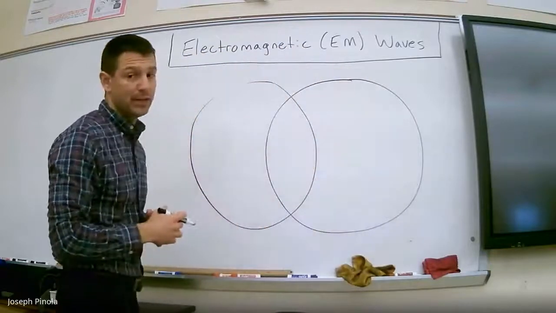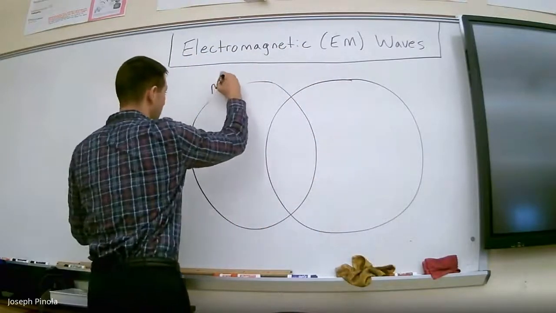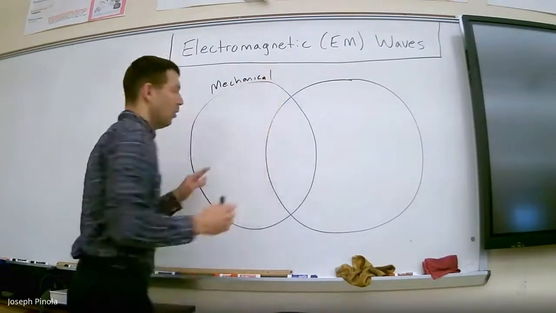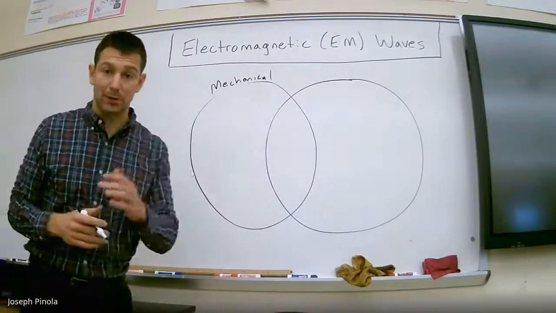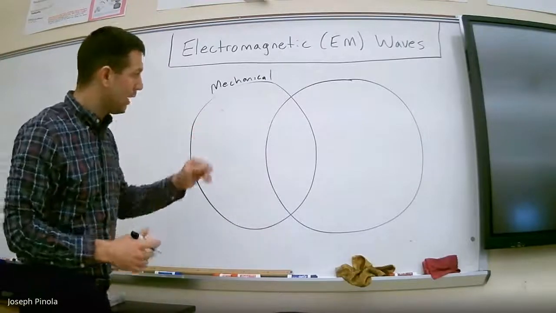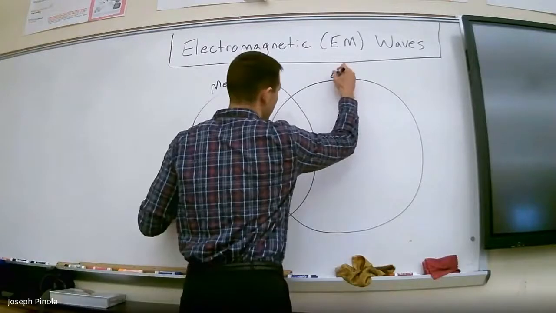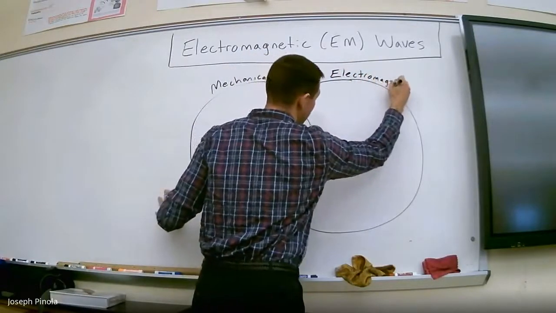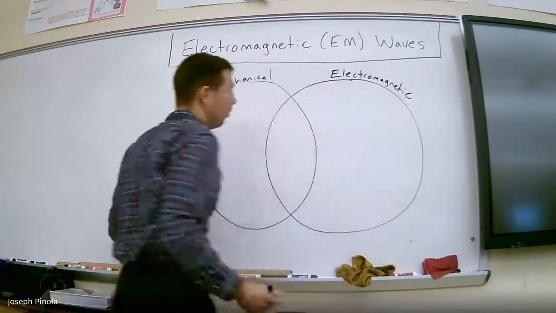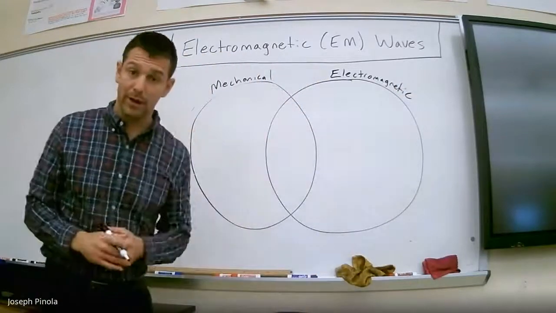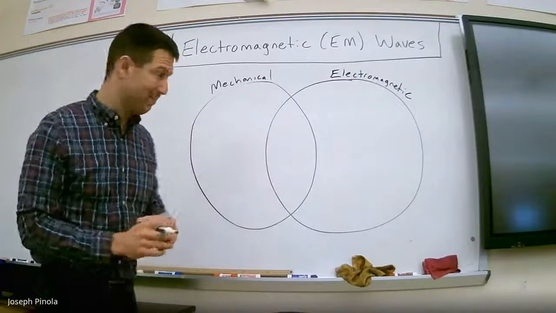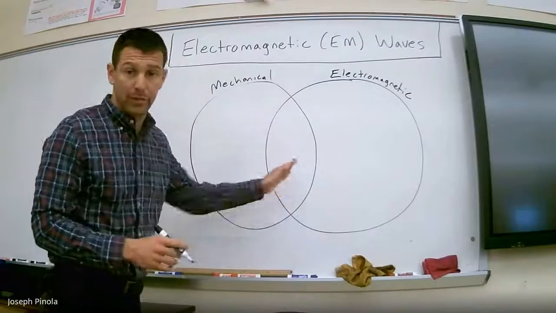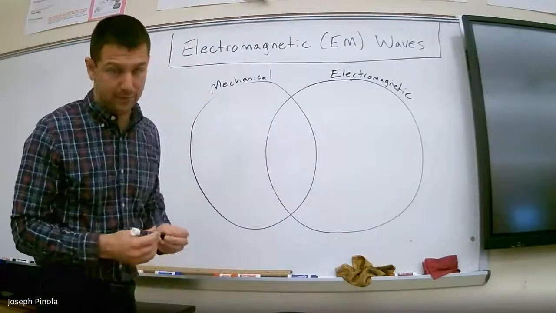On the left side of my Venn diagram, I'm going to write any information that is only about mechanical waves, or the type of waves that we learned about in chapter 17. On the right side, I'm going to write any information that is just related to electromagnetic waves, or EM waves that we're going to learn about in the upcoming chapter, chapter 18. And anything that's in the middle is going to apply to both mechanical or electromagnetic waves.